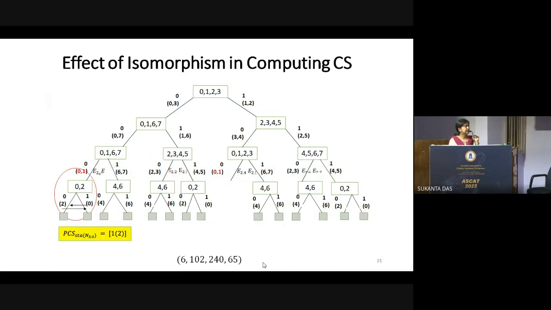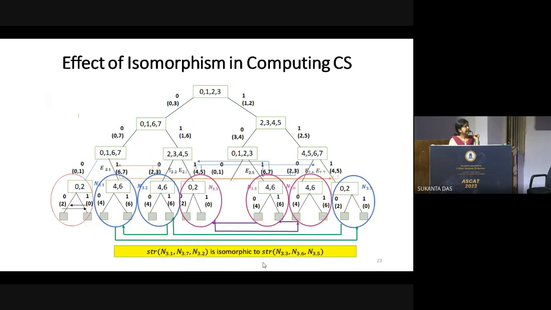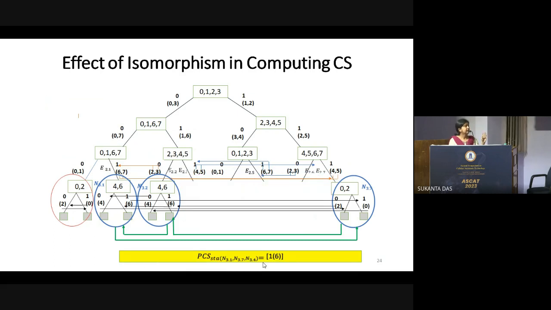We get the partial cycle structure, and the same partial cycle structure will be applicable for 3.4 also. Next, move to 3.1, 3.7, 3.2. These are connected components. And another connected component is 3.3, 3.6, and 3.5. Now, these two are isomorphic. We only explore one of them, and we will just get the other one also.